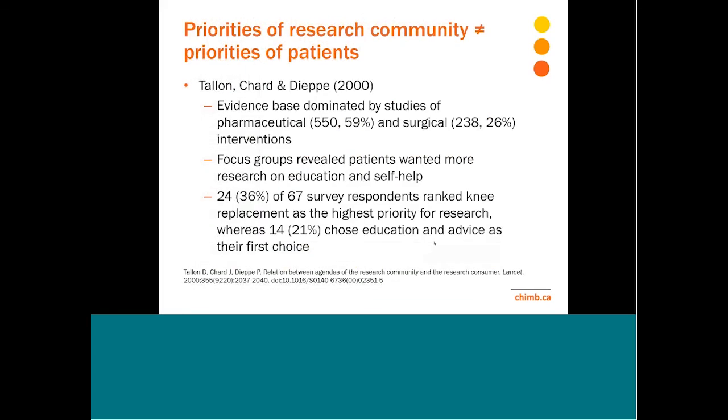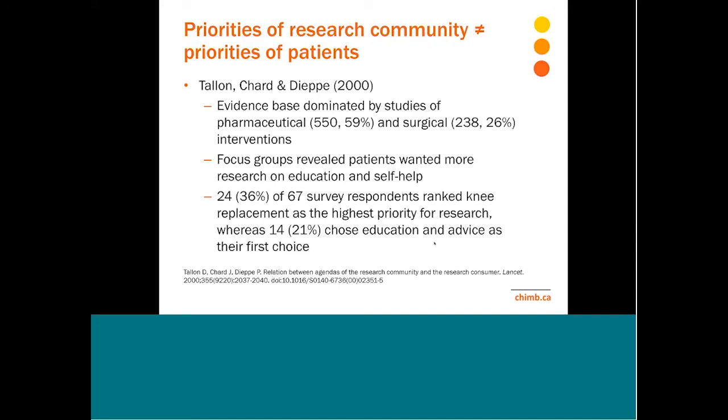Furthermore, there is evidence that the priorities of the research community don't always match those of patient communities. In 2000, Tallon, Chard, and Dieppe assessed whether there was a mismatch between available research evidence and the research preferences of patients related to the treatment of knee osteoarthritis. They did this by conducting a literature search of the evidence base and found that it was dominated primarily by studies of pharmaceutical and surgical interventions.